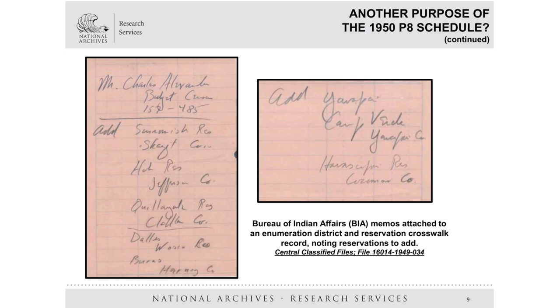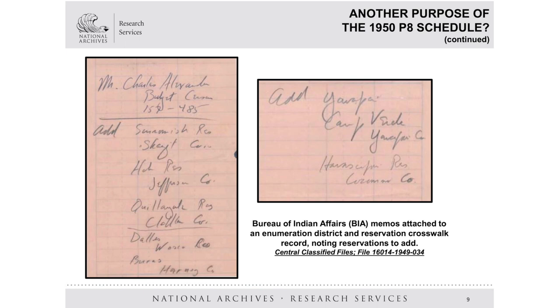So we mentioned that not every reservation was enumerated with the P8 schedule, and the ones done were fluid, seemingly up until the final buzzer. Here we see some memos from the BIA of reservations to add to the list. These were attached to a list of enumeration districts we'll talk about in a bit.